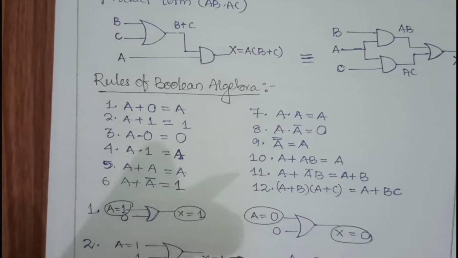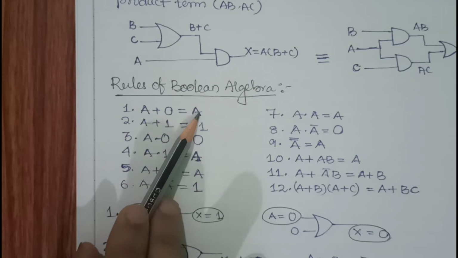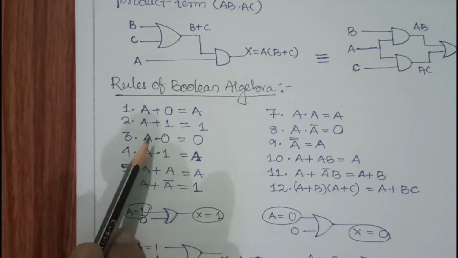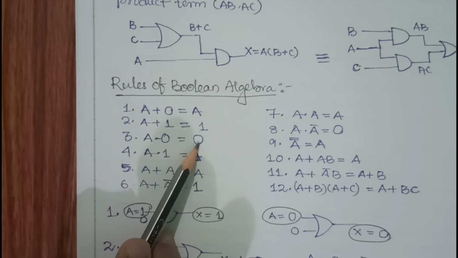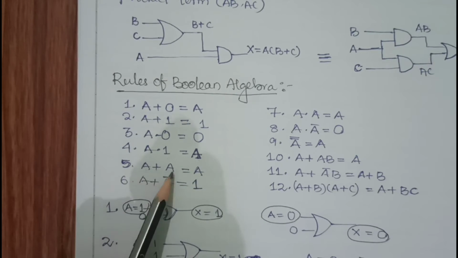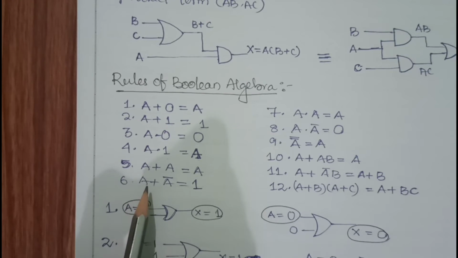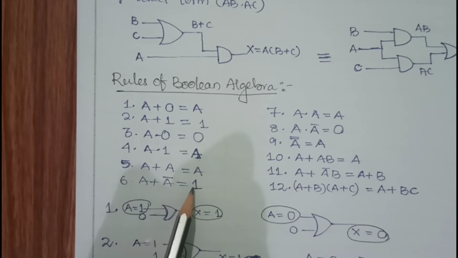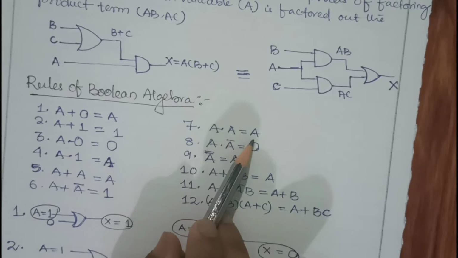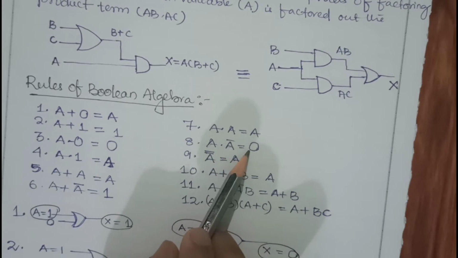There are 12 basic rules that we have discussed. If I add any variable with 0, I will get the same variable. If I add any variable with 1, I will get 1. If I multiply any variable with 0, I will get 0. If I multiply any variable with 1, I will get the same variable. If 2 same variables are ORed, I will get the same variable. If a variable and its complement are added or ORed, I will get a value 1. Similarly, if 2 same variables are ANDed, I will get the same variable. And if a complement and the variable are ANDed, I will get a 0.